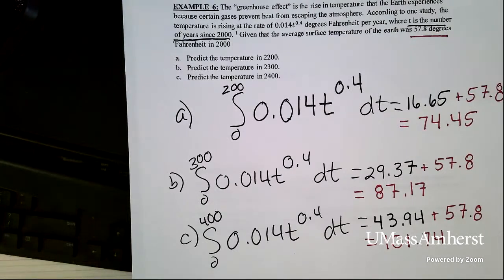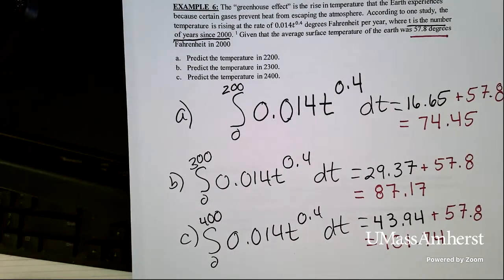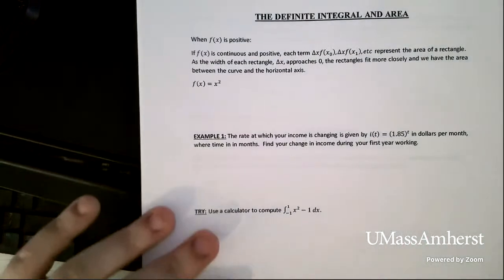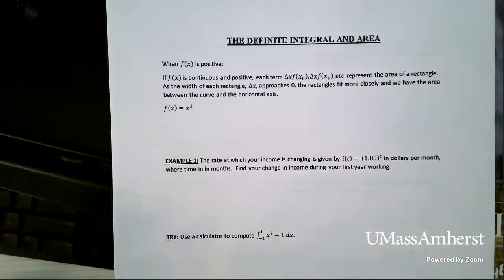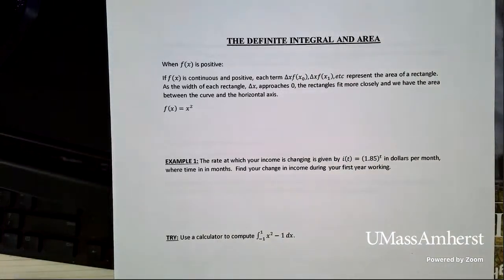Okay, so the next thing we need to talk about is the fact that everything we've looked at so far has given us positive outcomes, which is not always the case. And so we need to think about what the definite integral actually tells us about area. We're using these words, area under the curve, and we've talked about area in past math classes.